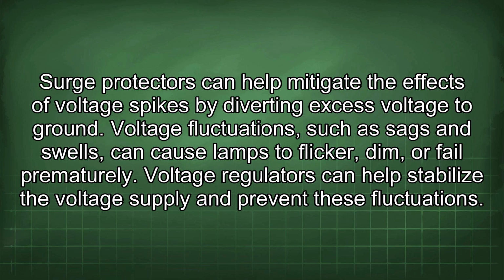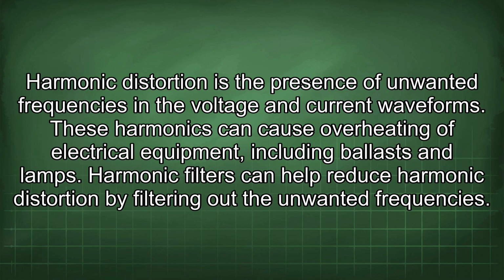Voltage fluctuations, such as sags and swells, can cause lamps to flicker, dim, or fail prematurely. Voltage regulators can help stabilize the voltage supply and prevent these fluctuations. Harmonic distortion is the presence of unwanted frequencies in the voltage and current waveforms. These harmonics can cause overheating of electrical equipment, including ballasts and lamps. Harmonic filters can help reduce harmonic distortion by filtering out the unwanted frequencies.